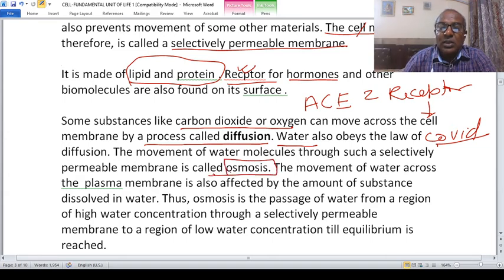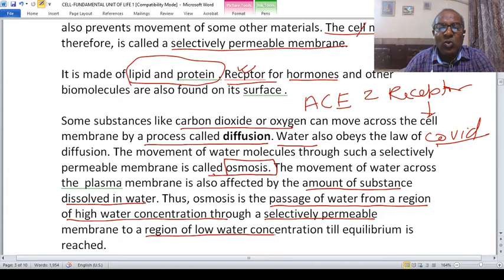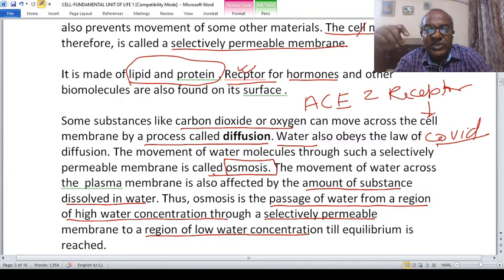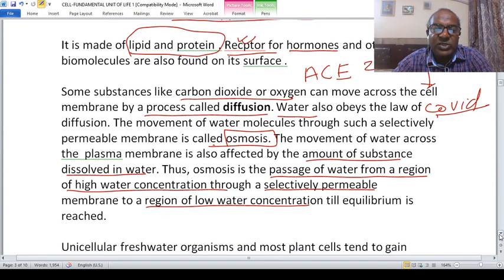Now, osmosis depends on the amount of substance that is dissolved in water. So it is passage of water from a region of high water concentration through a selectively permeable membrane to a region of low water concentration. For example, outside water is more, inside water is less. So what happens? This selectively permeable cell membrane allows the movement of water from outside to inside.